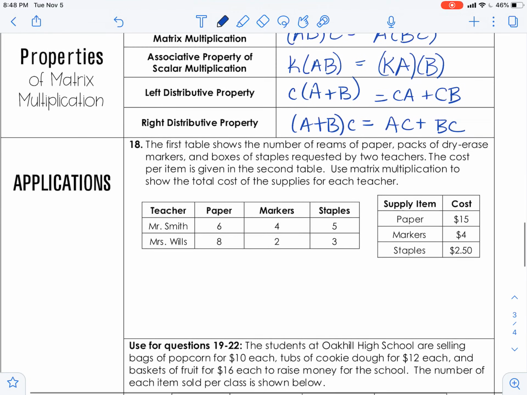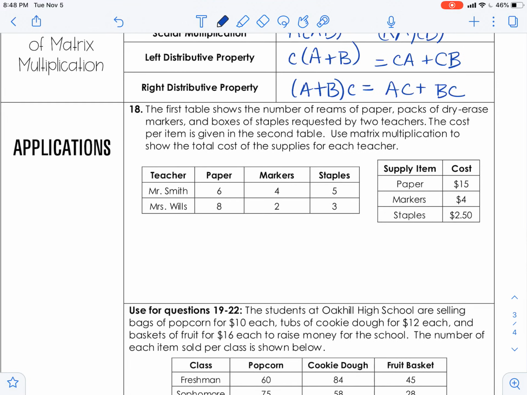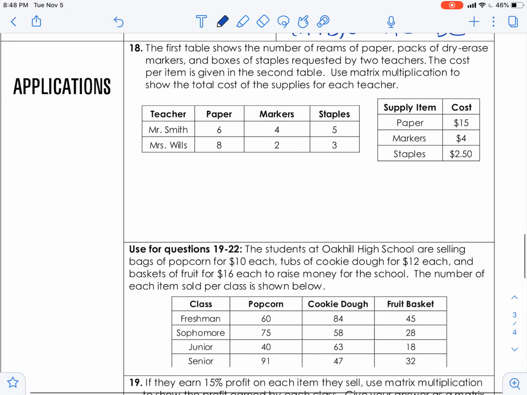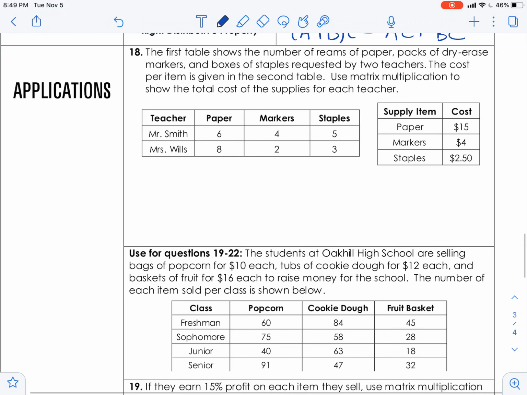So again, to me, this reminds me of working with Excel spreadsheets, that kind of stuff, just organizing your data, your information. I would say when you're doing applications, think about what you're actually needing to multiply, in order to know how to set it up.